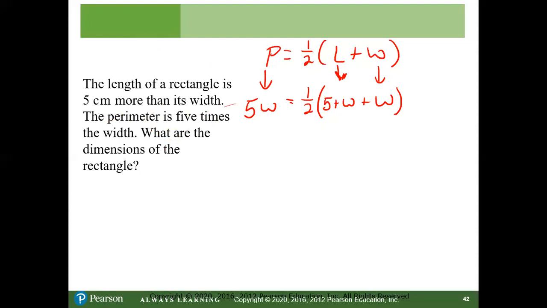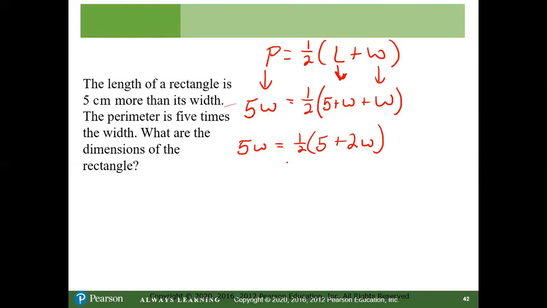Because we took this equation up here, which had a P, an L, and a W, 3 different variables, and we have turned this into an equation that has only one unknown. We can figure out what W is, and once we know W, we'll be able to figure out the length as well. All right, so we have 5W is equal to 1/2, I'll start cleaning this up, 5 plus 2W, because W plus W is 2W.